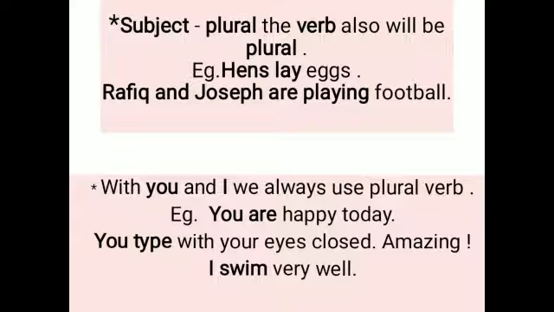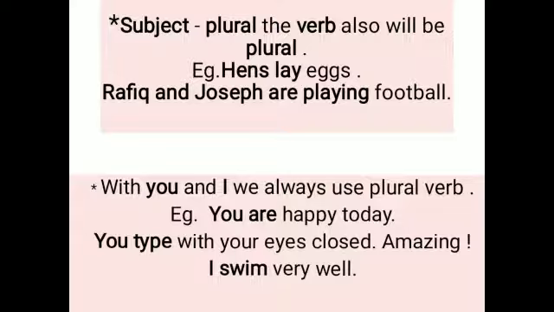So here, hens is a plural subject and lay is a plural verb. In the same way, Rafiq and Joseph are playing football. So here two persons are there, Rafiq and Joseph, and they are playing football. So here Rafiq and Joseph are a plural subject and playing is a plural verb. I hope you all are understanding.